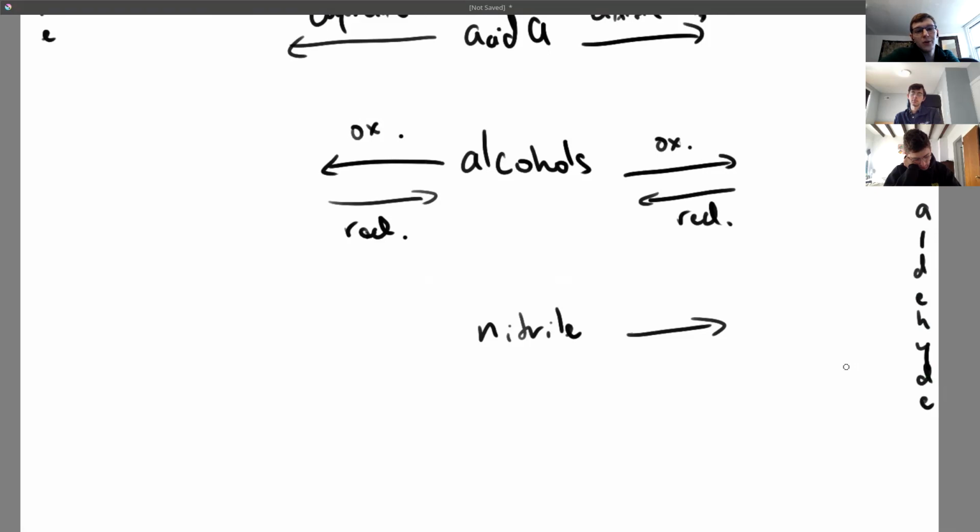What's your new favorite reducing compound? Dibal. Yeah. This one's Dibal.